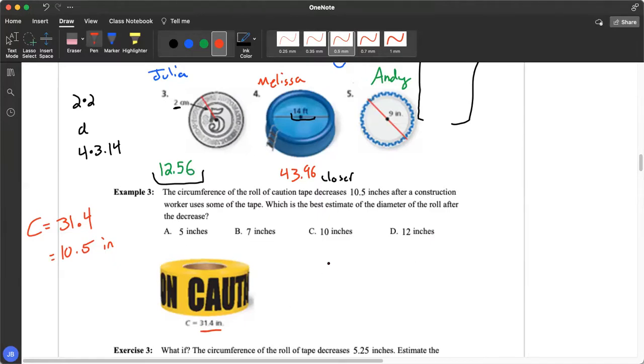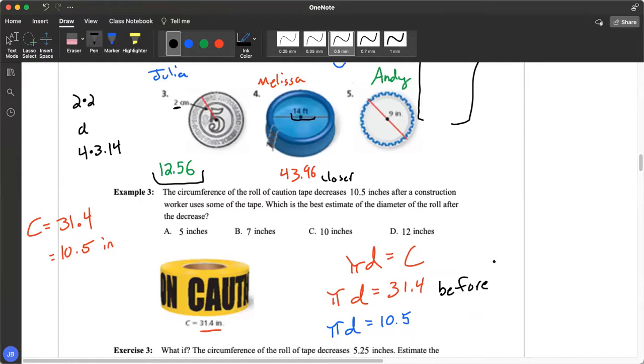But we know that if we do pi times our diameter, that's going to be the circumference. So if we have pi times our diameter, that should be equal to 31.4. And for our other one, we should have pi times our diameter, and that will equal 10.5. And so this is what it was at first, before a construction worker used it, and this one's after.